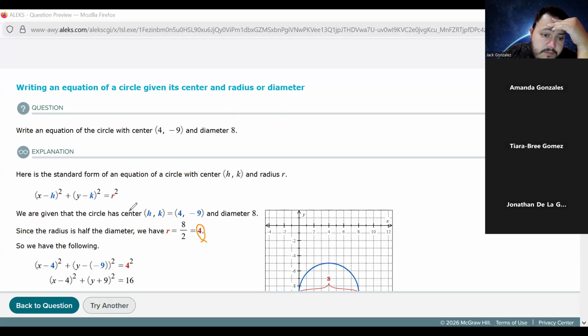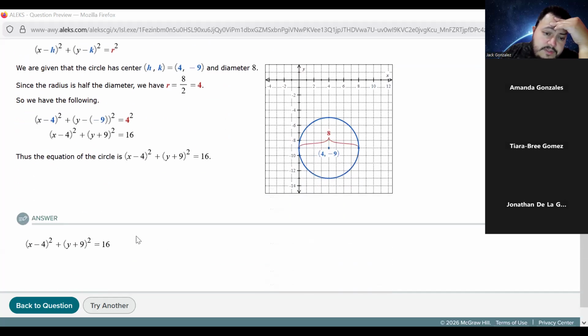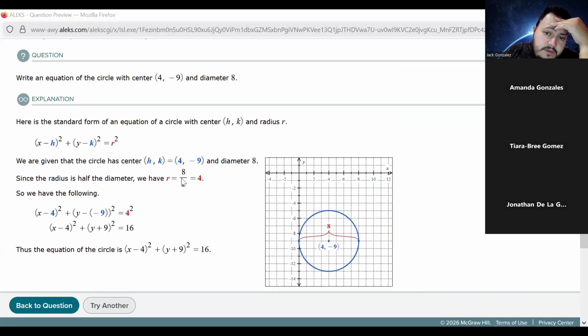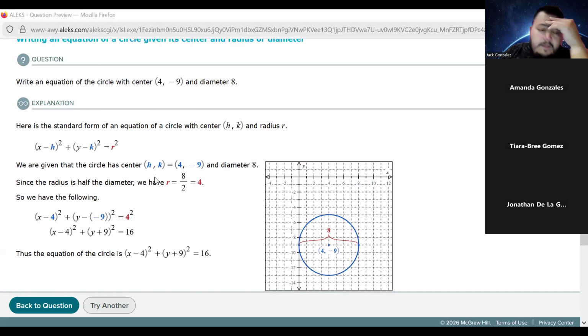Plug it in right there. Remember we said that h and k will always be the opposite of the center. So if it's 4, it becomes -4. If it's -9, it becomes +9. And it's because of the built-in negatives. So that's it. You just plug in the information, and that's your answer. That is your circle. Any issues with 20?